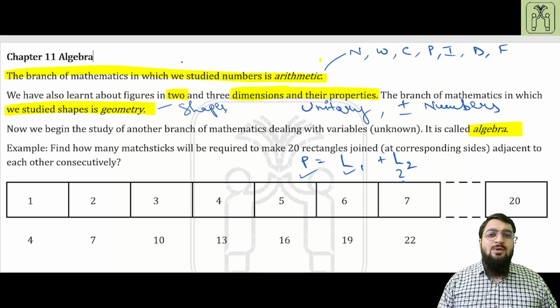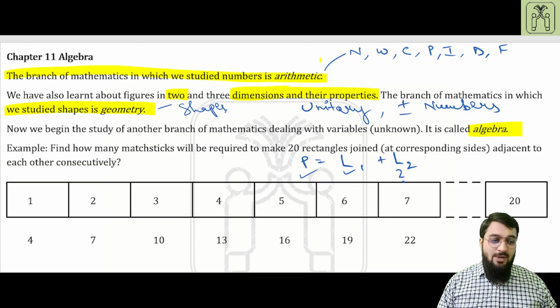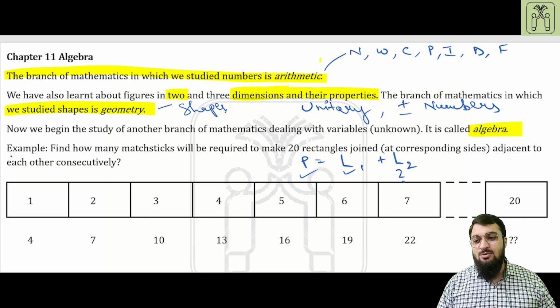Another reason why we used algebra in various chapters, in various topics of our lectures, is that there is nothing to learn in algebra as a theoretical part. Algebra can be learned by practice and by application. That is why you can see that here also we have taken an example directly.